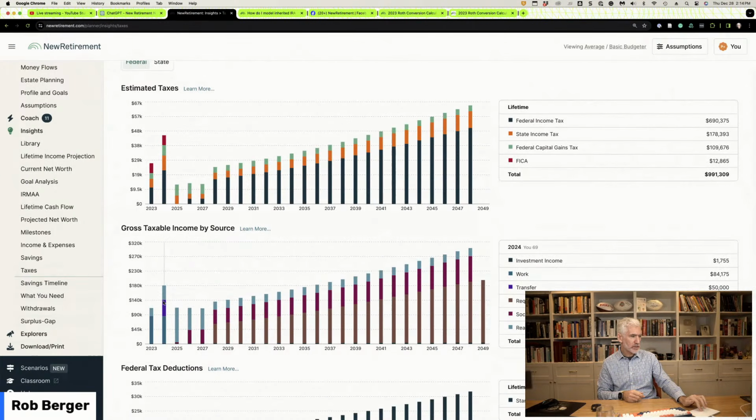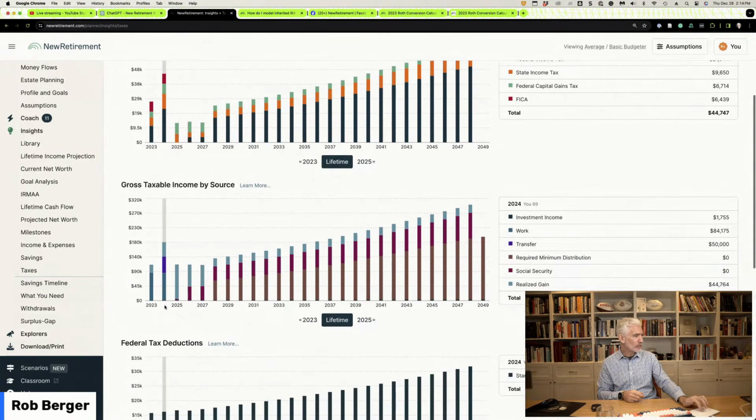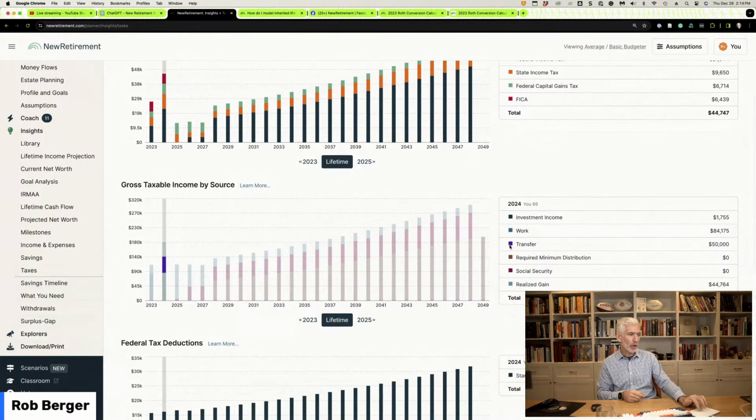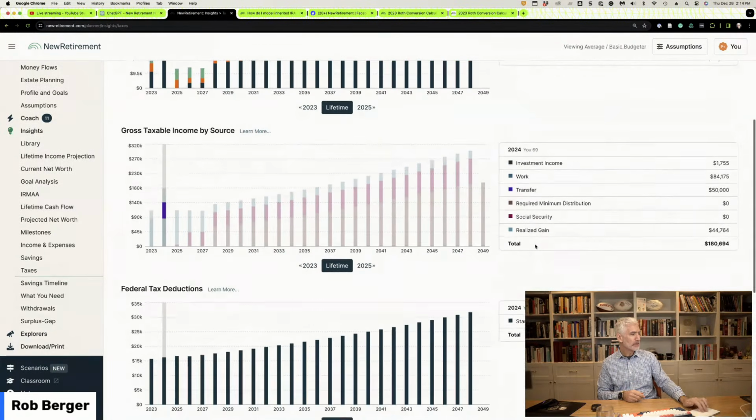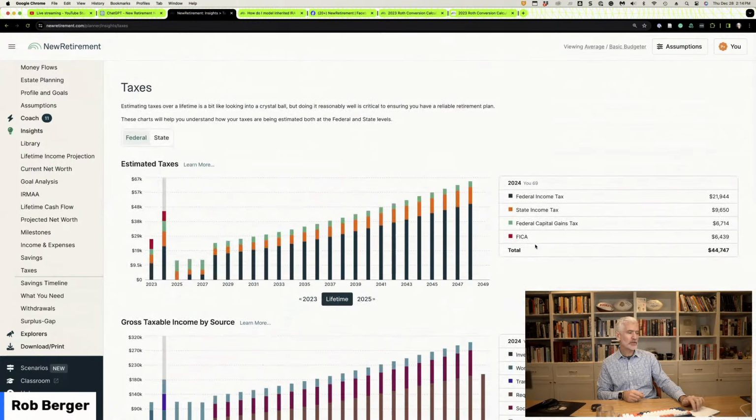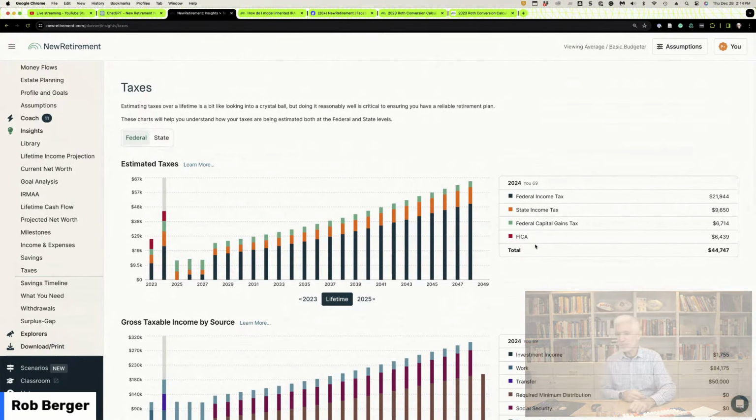We can see the sources. If I hover over 2024, we can see this transfer right here. It's purple, 50 grand. There it is. Now, this is gross taxable income by source, so I see it right there. So insights are really important. Okay, that was my spiel.